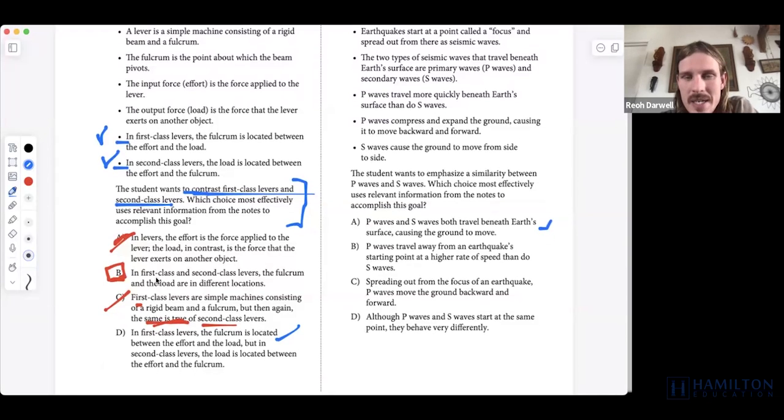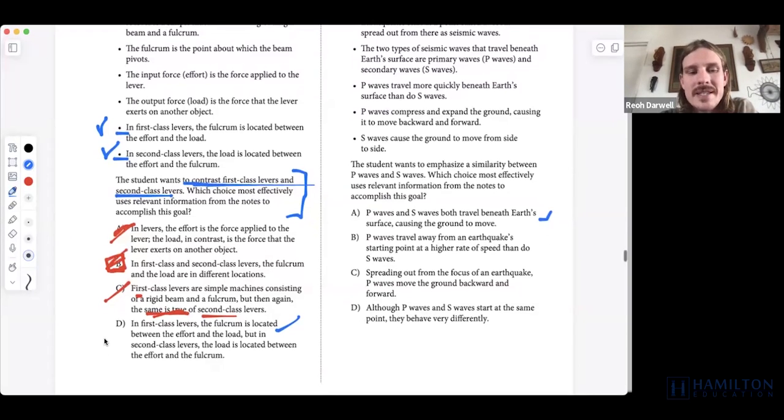D does the same thing that B does, but does it in a clear way, right? And does it to all the details that we need. B just says, well, first and second class levers are different, right? Sure, that contrasts them, but not in a very effective way. Whereas D says first class levers and second class levers are different because the fulcrum and the load are located in different places, and this is where they're located differently. It specifies, and therefore does it better than B. This is probably one of the trickier rhetorical synthesis questions we could get, because B is very close. It has the parameters we need, but it doesn't describe them well enough. That's why we go with D.